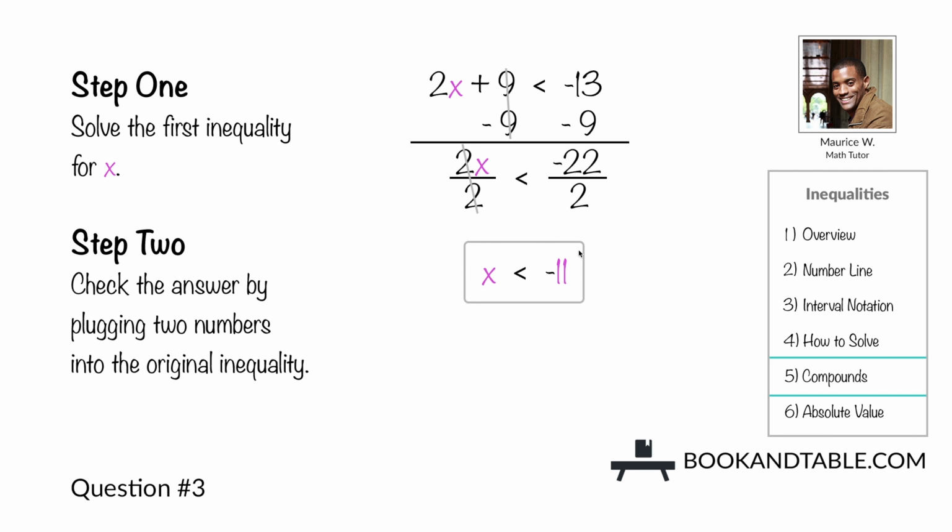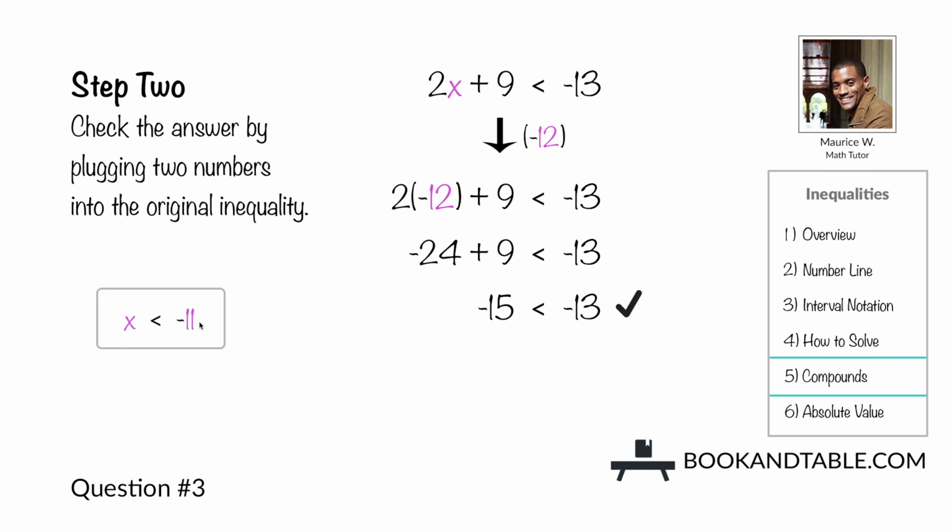We check the answer by plugging two numbers into the original inequality. Negative 12 is less than negative 11, so that should work. 2 times negative 12 is negative 24. Negative 24 plus 9 is negative 15, leaving us with the true statement. Negative 15 is less than negative 13.